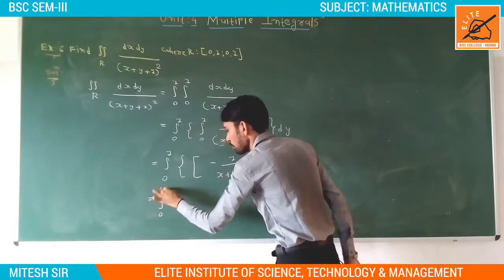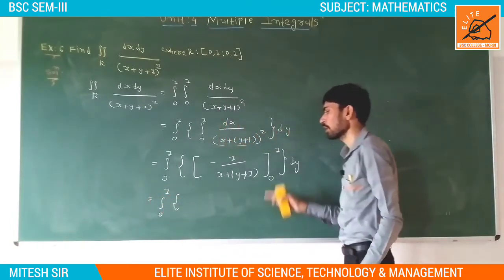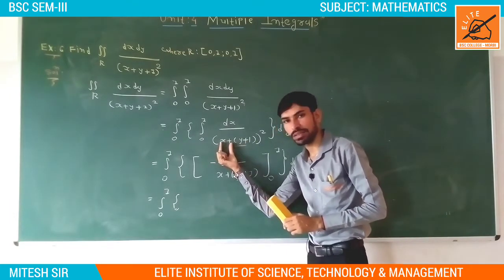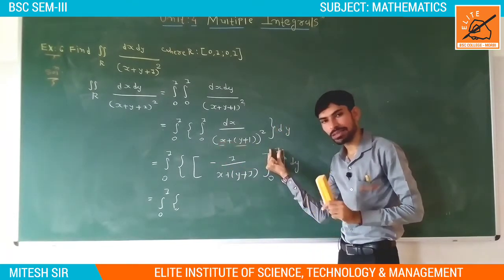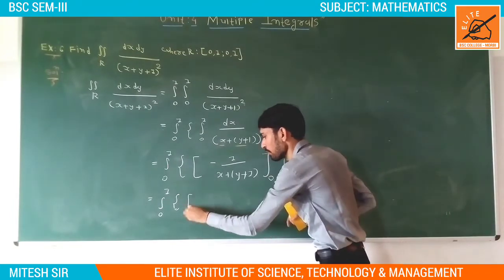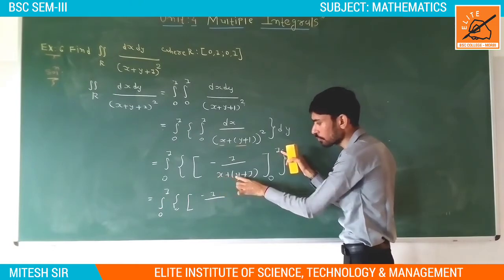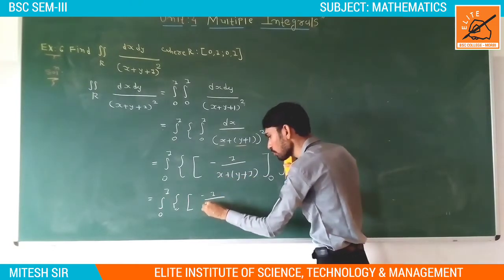So integration 0 to 1. Here we substitute the limit at a place of x. Since we have integrated with respect to x, where will we substitute the limit? At the place of x. So our first term is minus 1 upon, substituting x equal to 1, 1 plus y plus 1 is nothing but y plus 2.